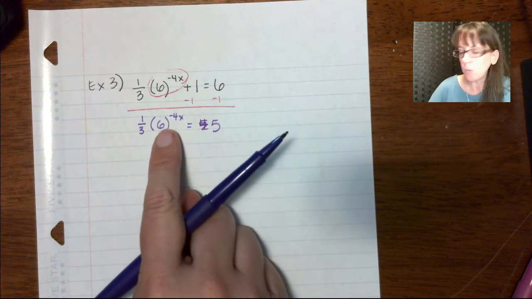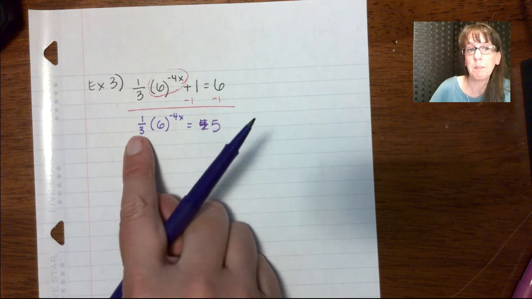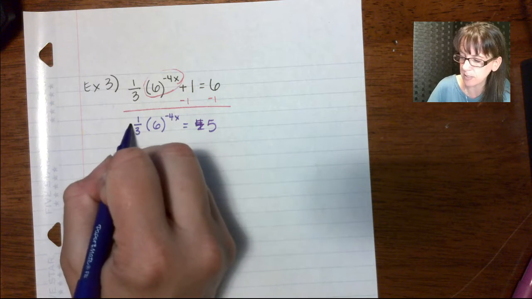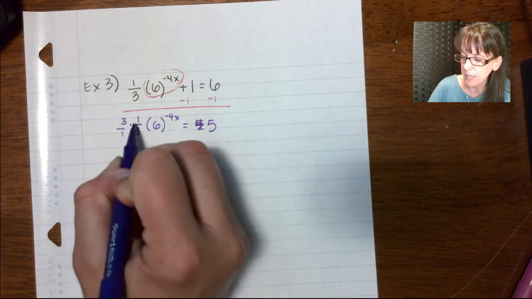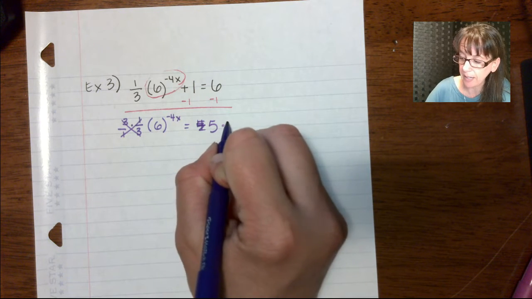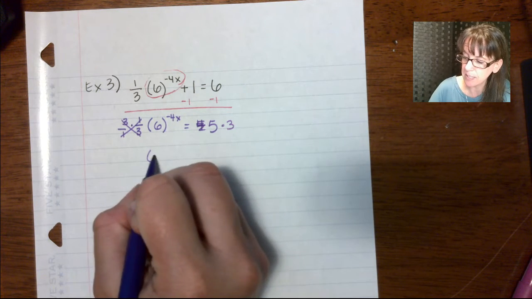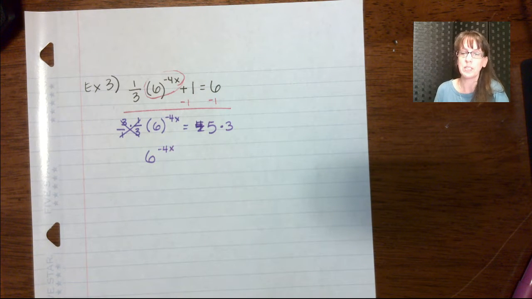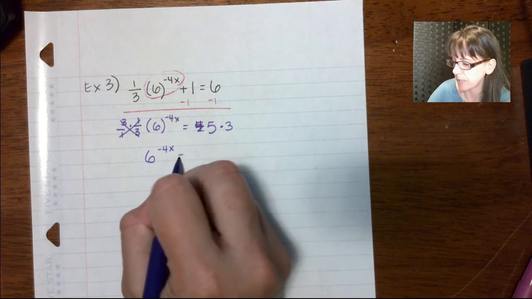Now, I again want to get this chunk by itself. So I'm multiplying by 1/3, and the opposite of multiply is divide, but we never divide fractions. Instead, we multiply by the reciprocal because those cancel out. So multiplying by 3 on that side, I got to multiply by 3 over here. So now I have 6 to the negative 4 x power equals, and in this case, it's going to be 15, 5 times 3.